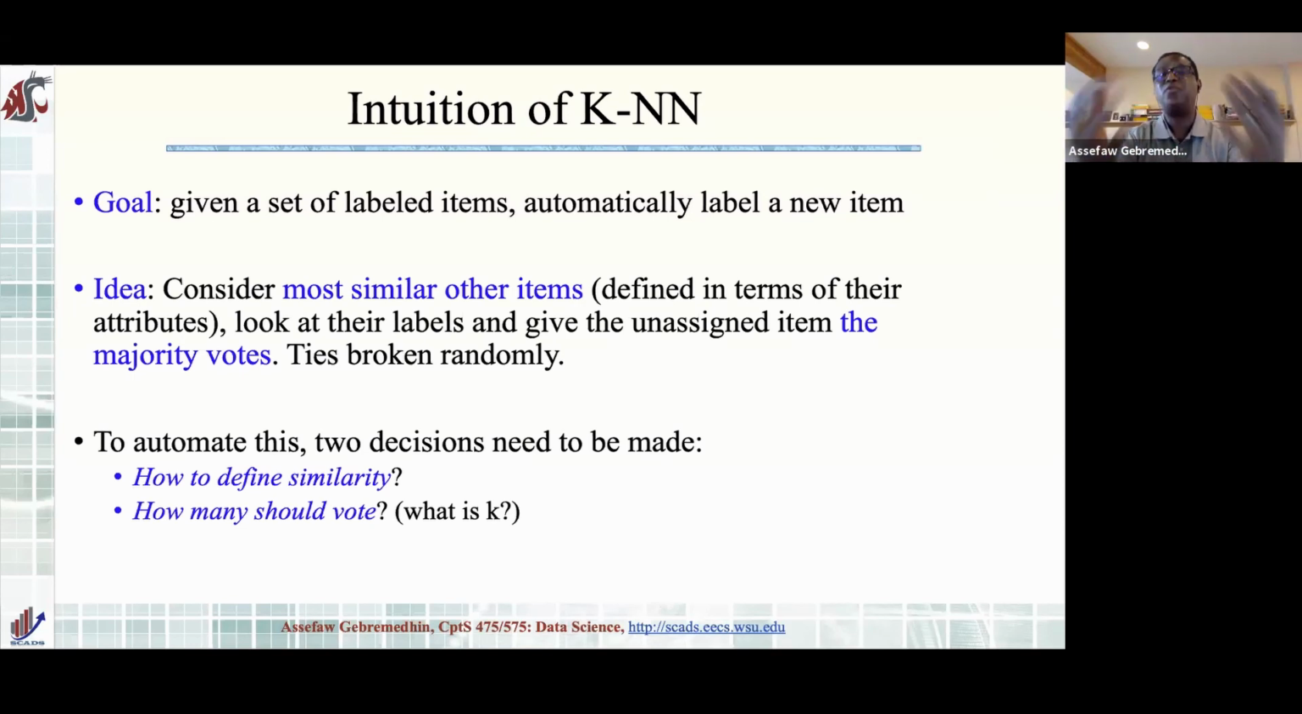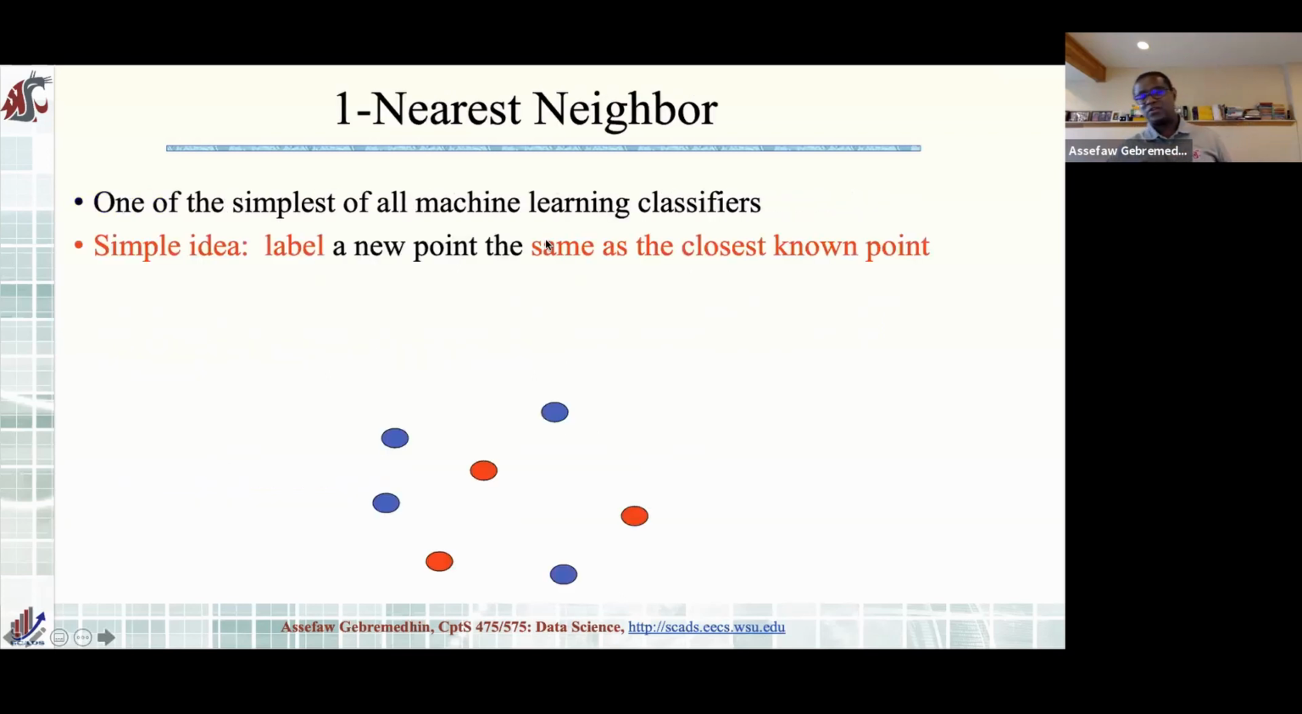So the intuitive idea behind K nearest neighbor classification is to look for the label for an item by looking at the K closest neighbors to it and see what label they have. And we give the item that we are trying to classify the majority label among those K. To automate this, which is why we're discussing it, to call this a machine learning algorithm, there are two decisions that need to be made. One is a fundamental decision: how do I assess similarity? How do I define similarity? The second is, what is my K? In other words, how many are allowed to vote? Both of them are important, and both of them would bring in a lot of other things. So let's start this discussion with when it's only one who votes.